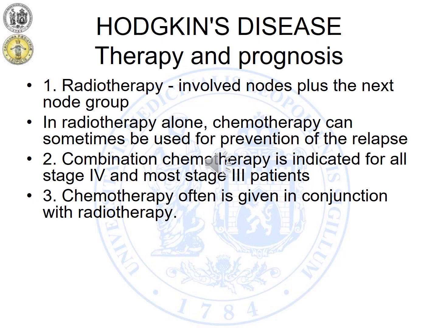Radiotherapy applied to involved nodes plus the next node group to which spread could occur is sometimes used for localized disease. For patients treated with radiotherapy alone, chemotherapy can sometimes be used as successful salvage therapy for relapse. Combination therapy is indicated for all stage 4 and almost all stage 3 patients, as well as for patients who have localized but bulky disease such as a large mediastinal mass. Chemotherapy often is given in conjunction with radiotherapy.